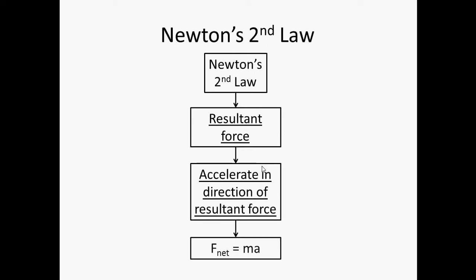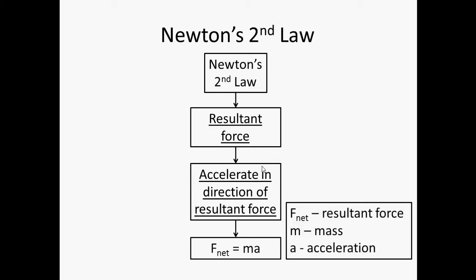And finally, the formula is F net equals ma, where F net is the resultant force, m is the mass, and a is the acceleration. So resultant force is equal to mass times acceleration.